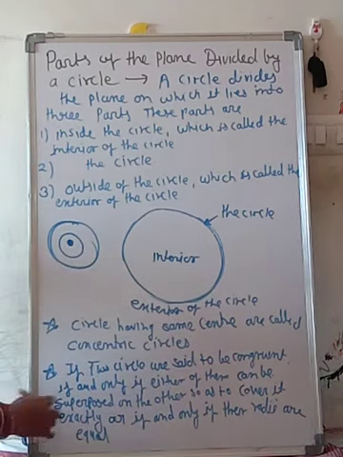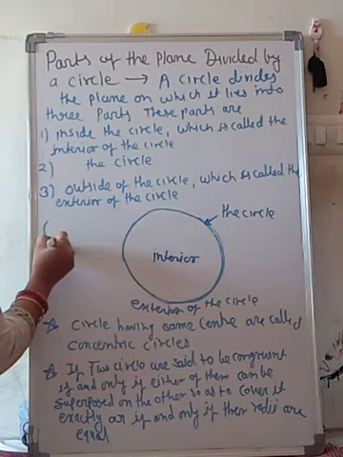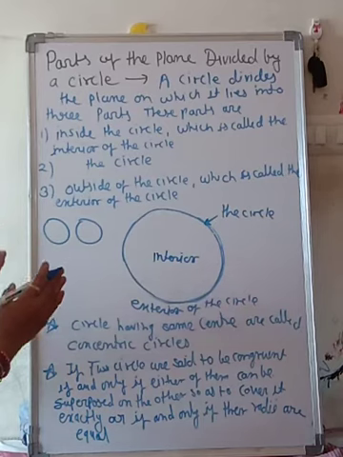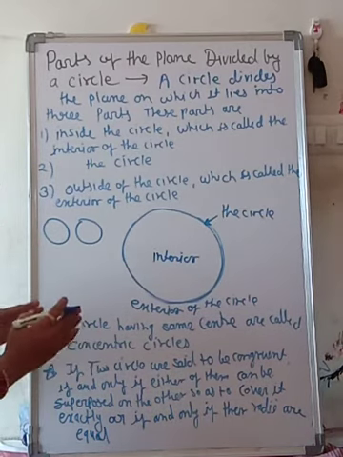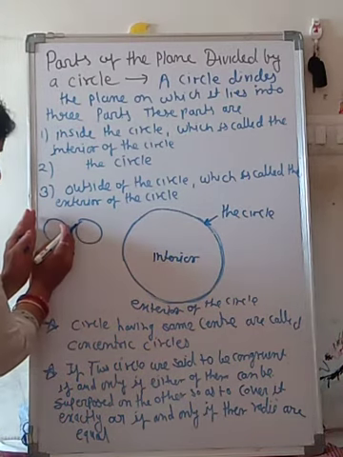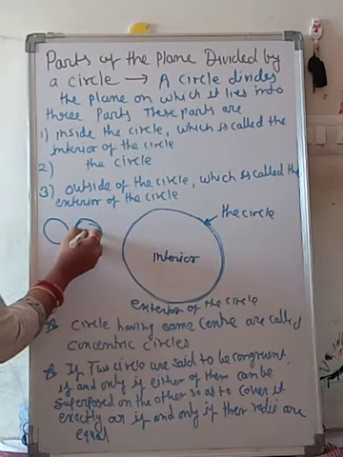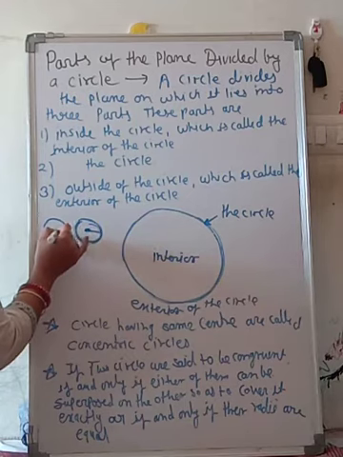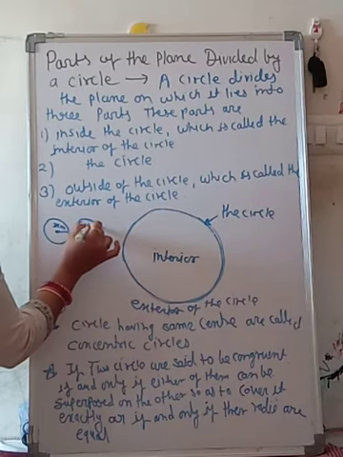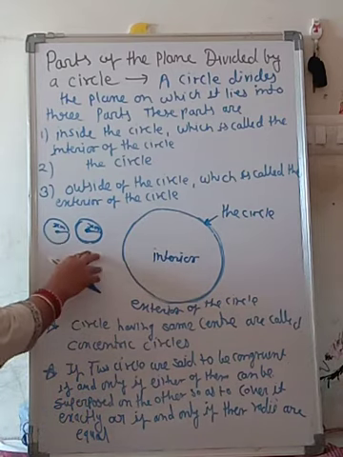Now the next point is congruent circles. Two circles are said to be congruent if and only if either of them can be superposed on the other so as to cover it. The first circle is completely covered by the second circle, and both circles have the same radius. Suppose this is 3 centimeters, then this circle's radius is also 3 centimeters. So you can say both circles are congruent.